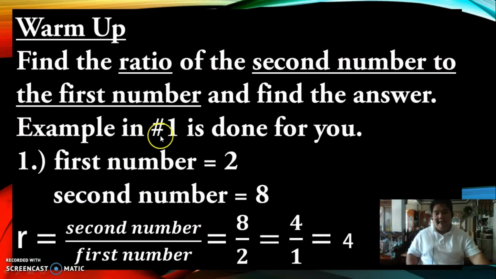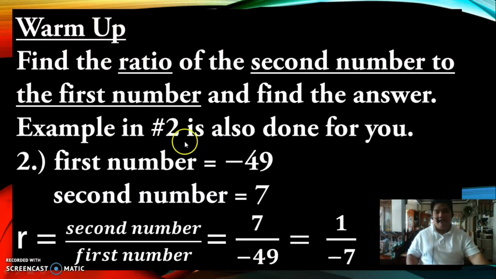Now, example in number 1 is done for you. The first number is 2 and the second number is 8. According to the instruction, find the ratio of the second number to the first number. Therefore, R is equal to the second number over the first number. So the second number is given, which is 8. So just replace it. And the first number, which is 2. So just substitute. So what could be the lowest term of 8 over 2? Both can be divided by 2. 8 divided by 2 is 4. 2 divided by 2 is 1. So that's actually 4 over 1, or simply 4 divided by 1 is 4. And that is your ratio.